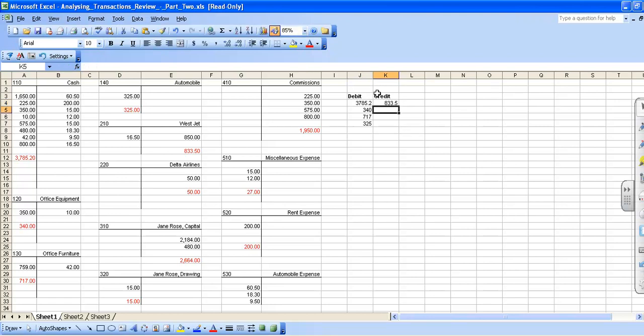WestJet, Delta Airlines, Jane Rose Capital all have credit balances. Jane Rose Drawing has a debit. Commissions revenue is a credit. And our final three expenses also have a debit balance.